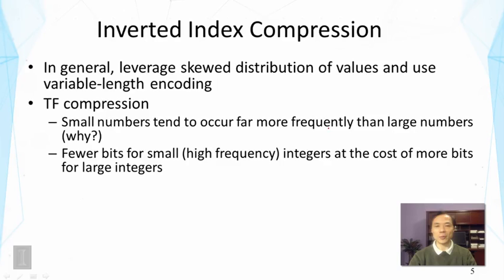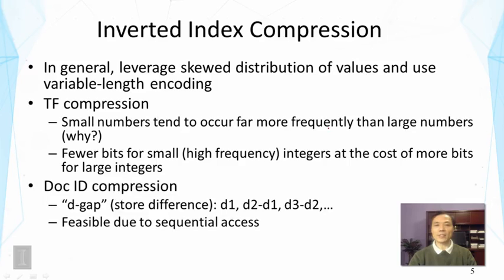Therefore, we can use fewer bits for the small but highly frequent integers, at the cost of using more bits for large integers. Now, this is a trade-off, of course. If the values are distributed uniformly, this won't save us any space. But because we tend to see many small values, and they are very frequent, we can save on average, even though sometimes when we see a large number, we have to use a lot of bits.